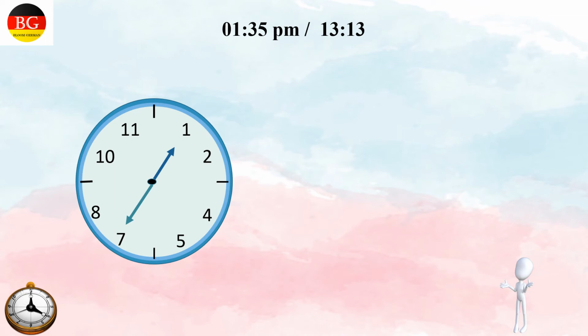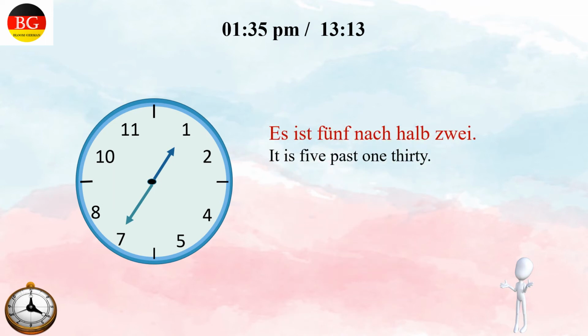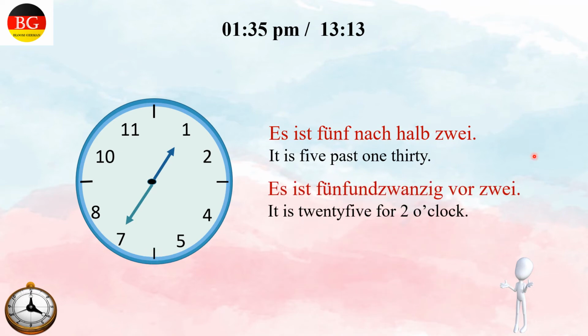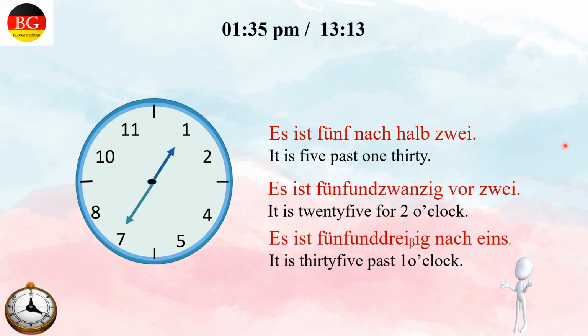Now, und wie spät ist es? Es ist 5 nach halb 2. 5 Minuten nach halb 2. Oder how could we say another way? Es ist 25 vor 2. 25 minutes left for 2 o'clock. Oder es ist 35 nach 1. 35 minutes after 1 o'clock.